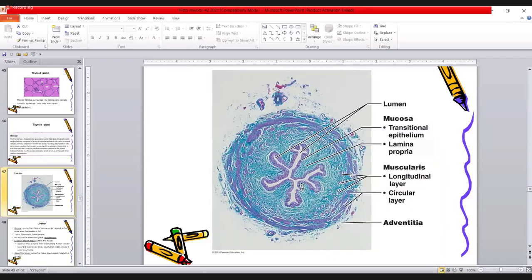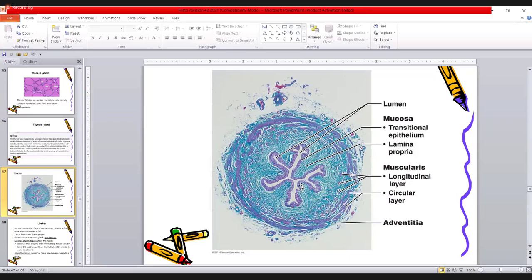Here. What is the structure? Can you see the screen? Yes, madam. Ureter. Okay, ureter. Now list the reasons. Because of the shape of the center lumen. Okay, yes, the lumen. Shape of the lumen.